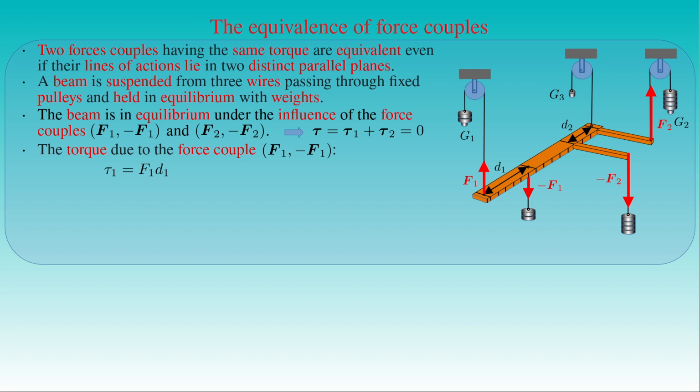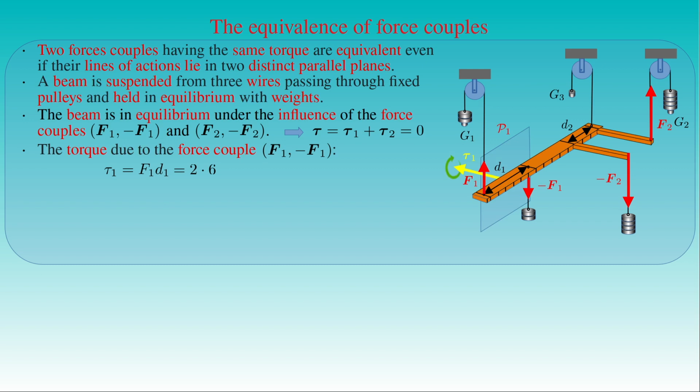As the figure shows, its value is given by 2 units of weight times 6 units of length. By definition, the torque tau1 is perpendicular to the plane P1 spanned by the force couple F1 and minus F1, and its orientation is given by the right-hand rule producing a clockwise rotation.